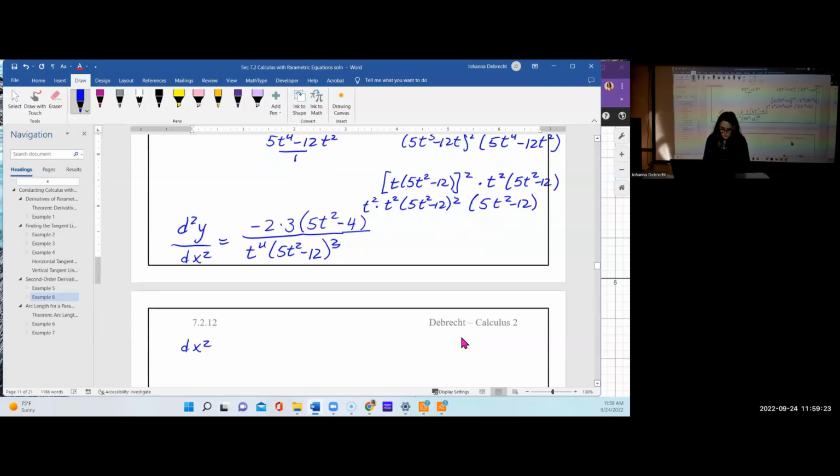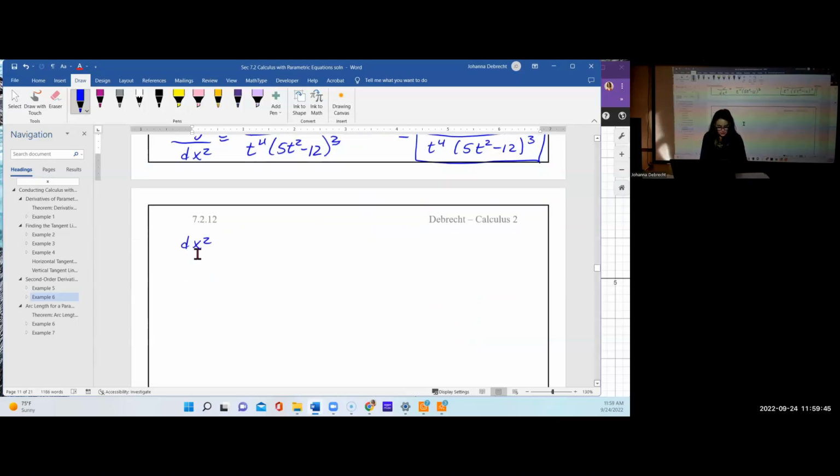Now, the next thing we can do, of course, is multiply out the -2 and the 3, and you get -6 times 5t squared minus 4, divided by t to the 4th times 5t squared minus 12 quantity cubed. And this is our second derivative. So we found the value of the second derivative. Let's now use that to determine the concavity at a particular point.